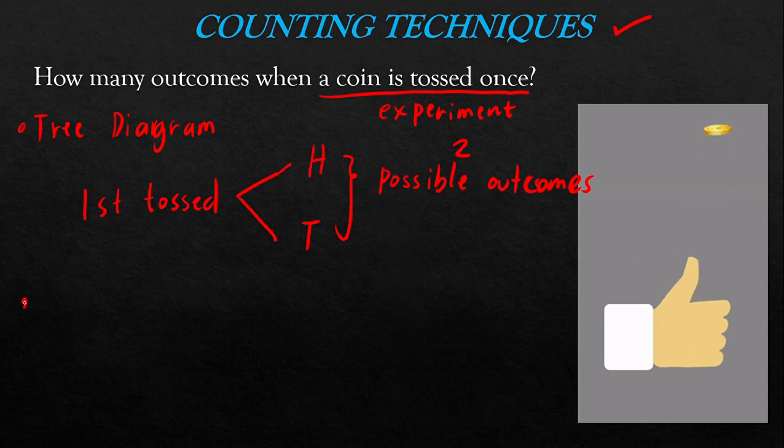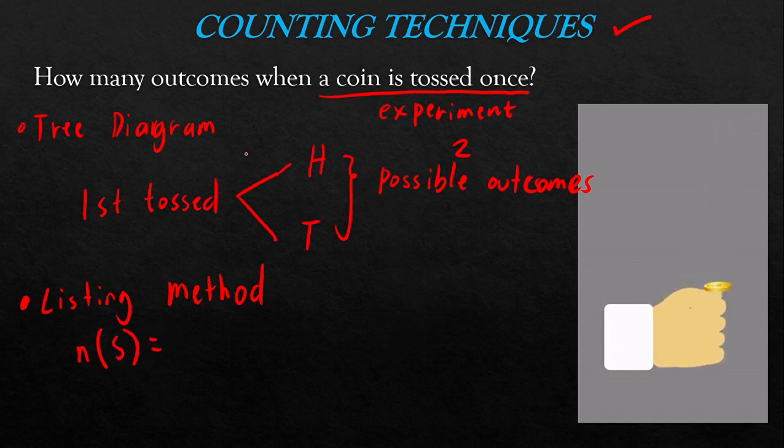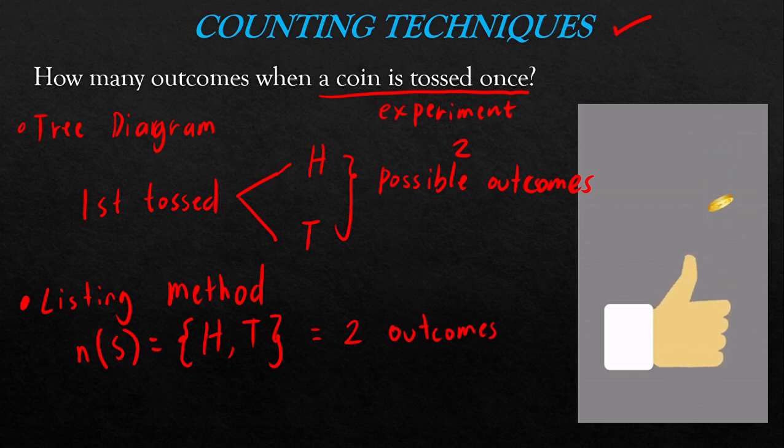Next, the second method is the listing method. You need to list down all the possible outcomes, meaning you are going to write the sample space for a certain experiment. So n of S is equal to, and then a brace, list all the possible outcomes, that is H, T. Then count it, 1, 2. How many possible outcomes? We have 2 outcomes in tossing a coin once.